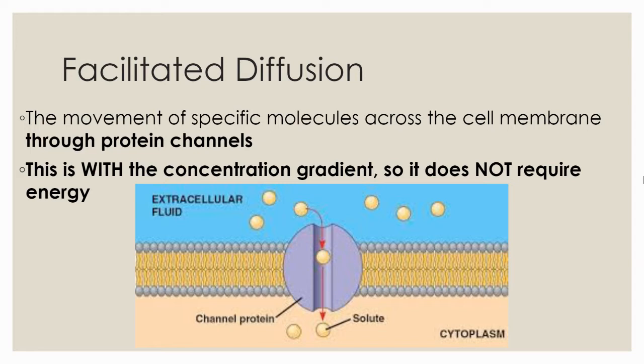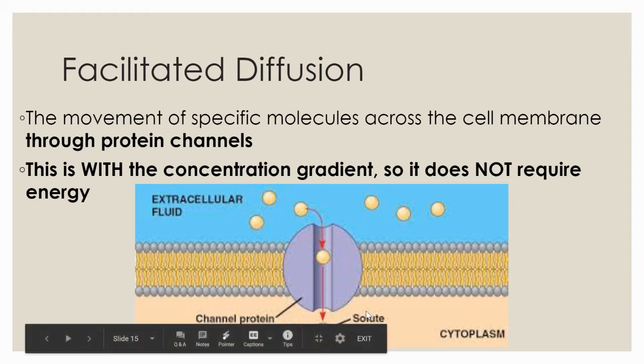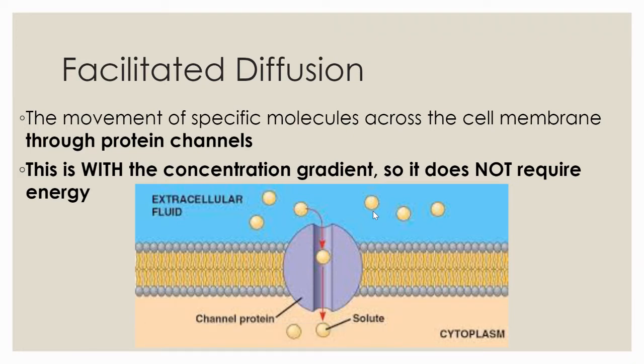And the first type we're going to talk about is actually a type of passive transport that is called facilitated diffusion. And that is the movement of specific molecules across the cell membrane through a protein. But look, we're still going from an area of high concentration to an area of low concentration. We're going high to low. We're going with the flow or with the concentration gradient, and it does not require energy. So if it uses a protein but it doesn't require energy, it is facilitated diffusion.